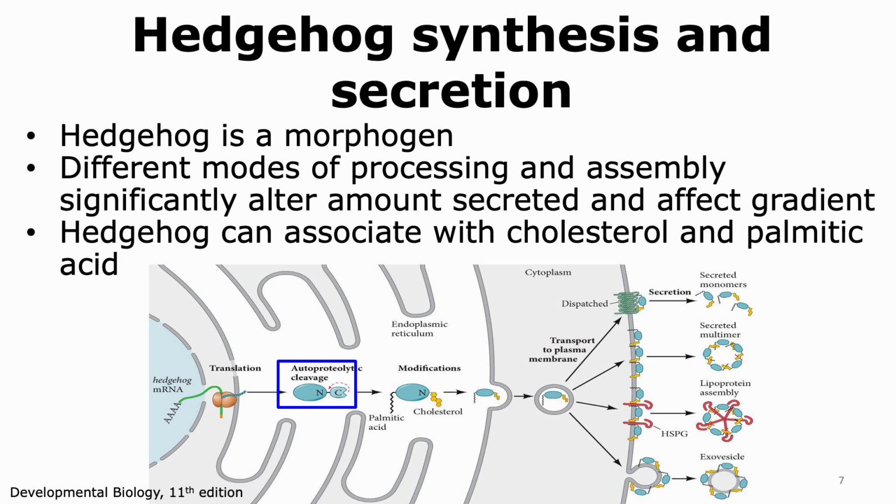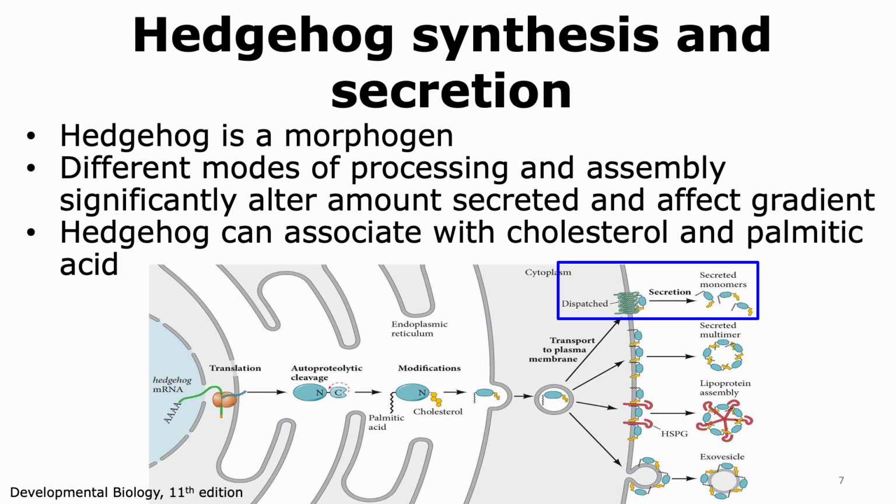Once in the endoplasmic reticulum, once hedgehog forms its proper conformation, it undergoes autoproteolytic cleavage. This autoproteolytic cleavage part can now be associated with molecules like cholesterol and palmitic acid. It will then be transported from the ER into the part of the plasma membrane. Now, there are four ways in which it can be secreted.